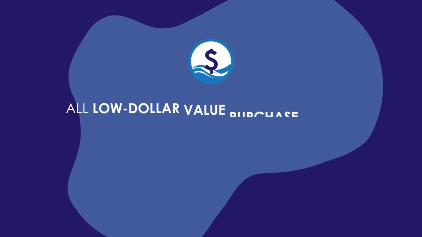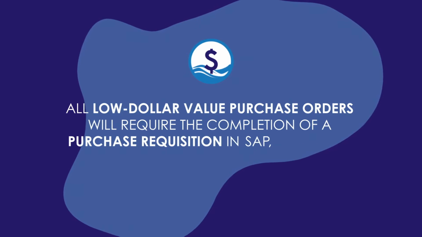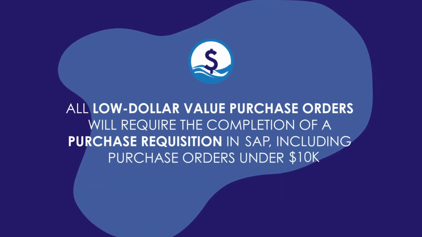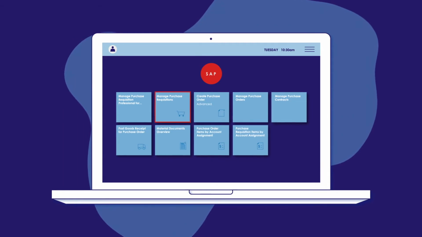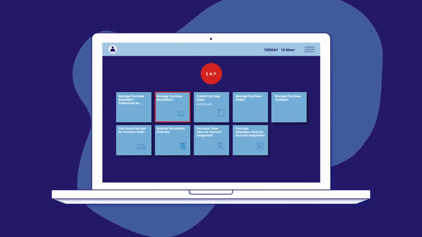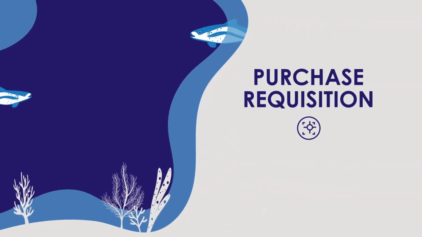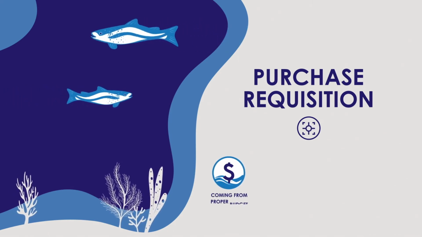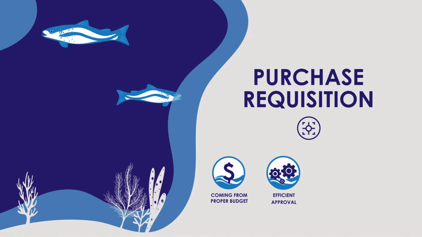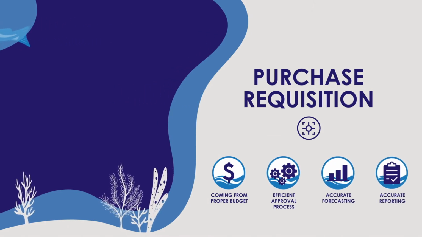All low dollar value purchase orders will require the completion of a purchase requisition in SAP, including purchase orders under 10K. For SAP users with a procurement role, a purchase requisition Fiori tile will be accessible from the SAP homepage. When creating the purchase requisition in SAP, the use of accurate financial coding information will be important for ensuring that the funds are coming out of the proper budget, more efficient approval processes, accurate forecasting, and accurate reporting.